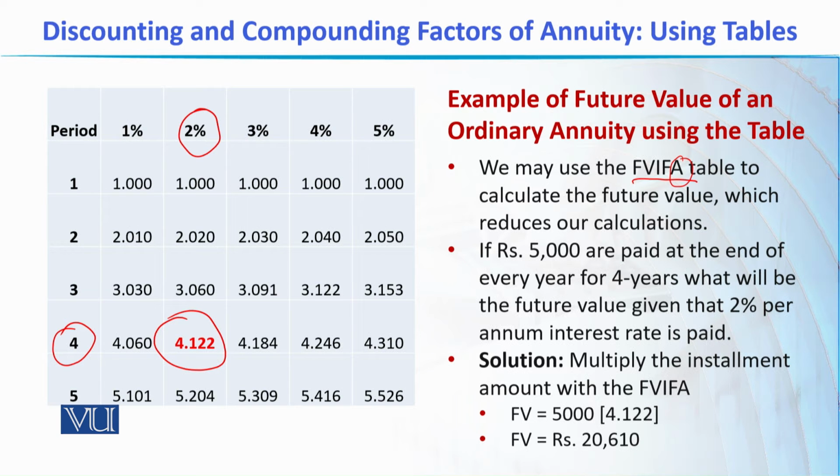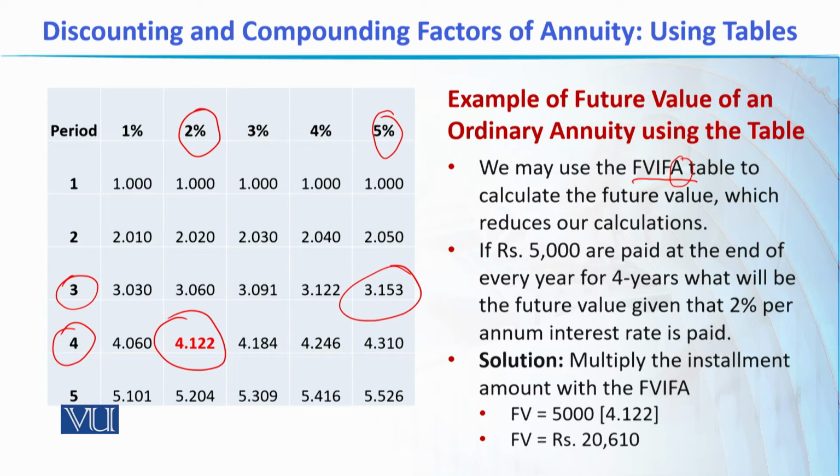So to use the table, what we need to do is to see below the rate of interest which is given to us and in front of the number of years in order to get the right value to be multiplied by the amount of installment. For example, if the rate of interest is 5% and n is equal to 3, then below 5% in front of 3 we have a value which is 3.153.